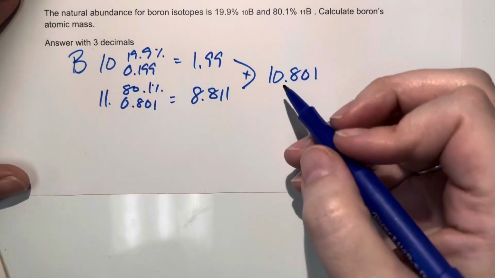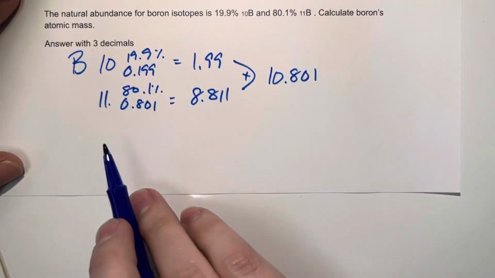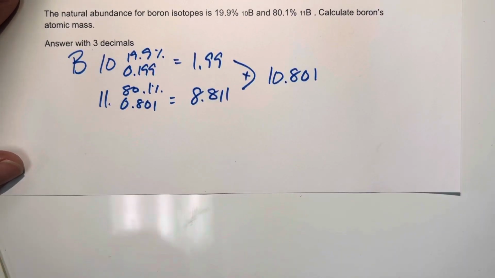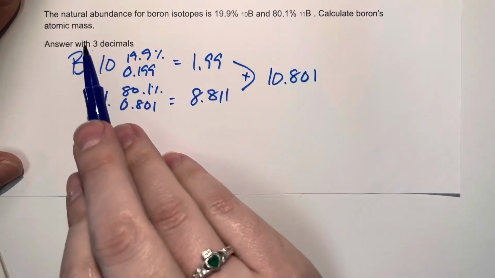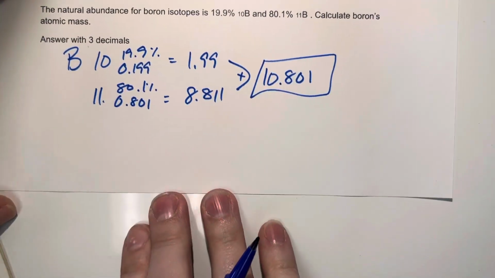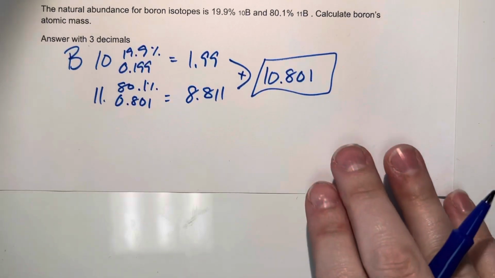It is. And it should be closer to the abundance that I had more of. I have more boron 11. This is closer to the number 11. This is reasonable. I'm asked to answer with 3 decimals. This has 3 decimals, so this would go ahead and be my final boxed answer.